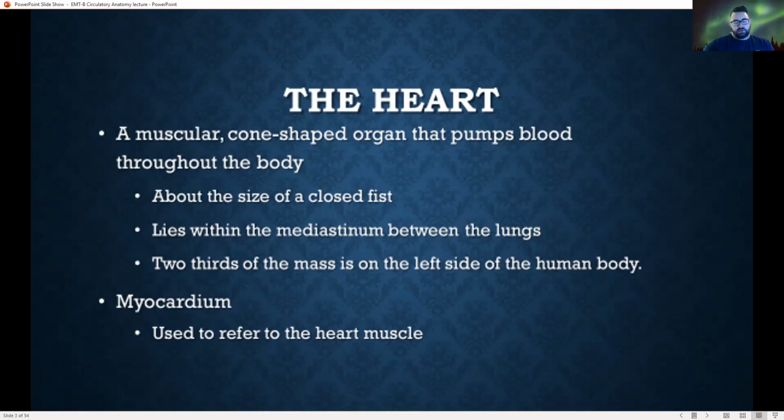terms to describe layers of the heart. If you ever seen the movie Shrek, ogres have layers, don't you? So the heart has layers too.